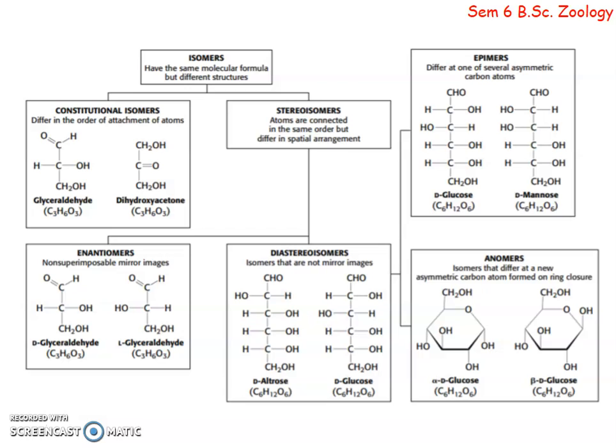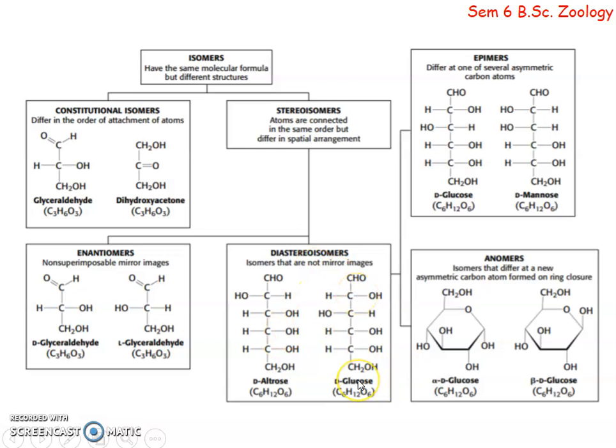So we saw the different kinds of isomers so far. What were they? We saw the stereoisomers, where the atoms, here referring to the functional groups, are connected in the same order but differ in spatial arrangement. Stereoisomers can be of two types: enantiomers and diastereomers. Enantiomers are non-superimposable mirror images. The two stereoisomers which are mirror images, we call enantiomers. What are diastereomers? They are not mirror images.